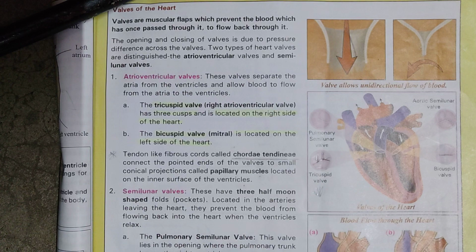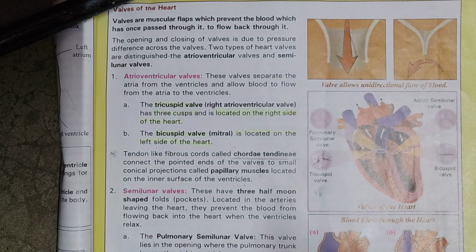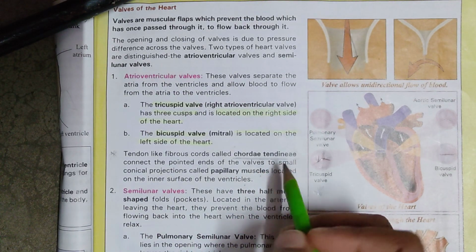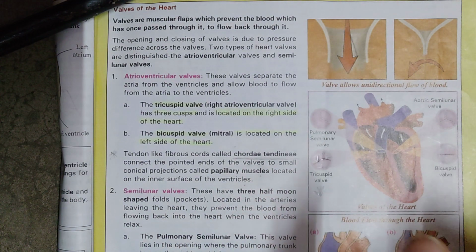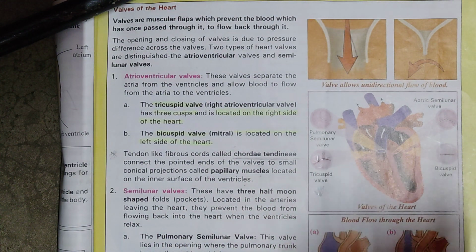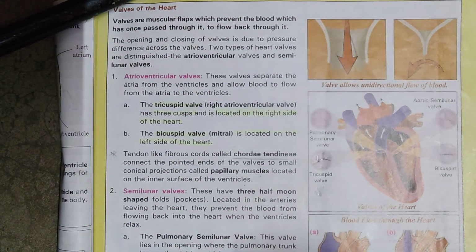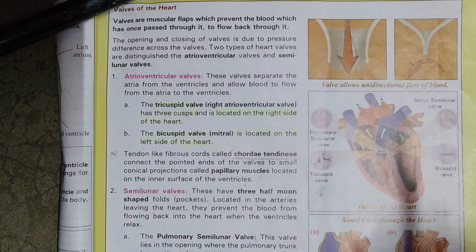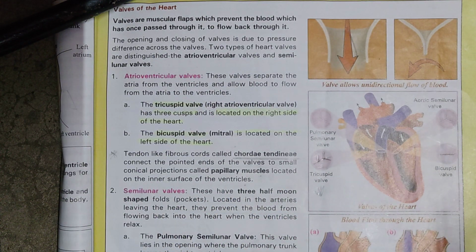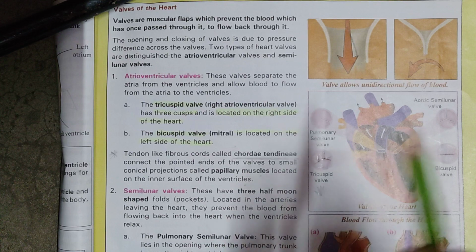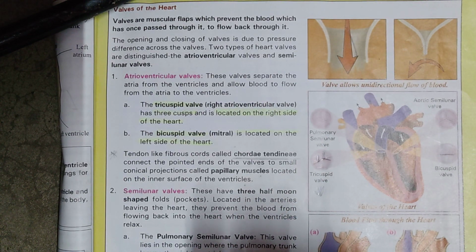Now a question may come: what is chordae tendineae? You can say that tendon-like fibrous cords are known as chordae tendineae, which connect the pointed end of the valves to the small conical projections, which are known as papillary muscles. And where is the location of the papillary muscle? On the inner surface of the ventricle.